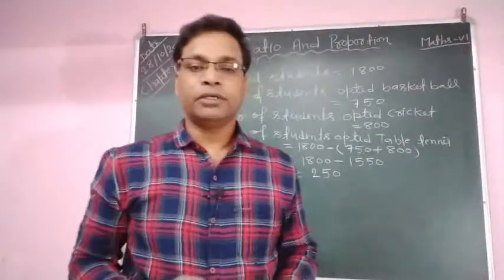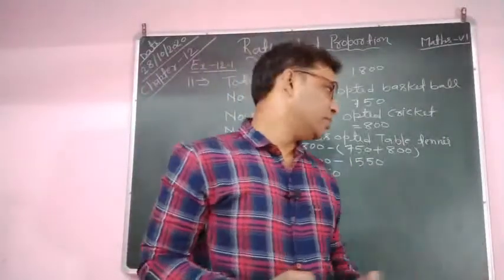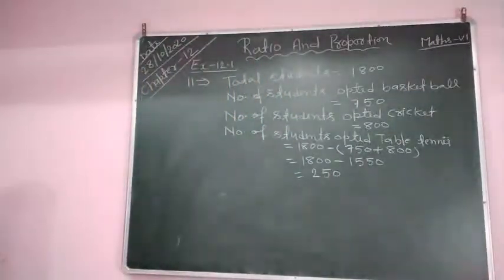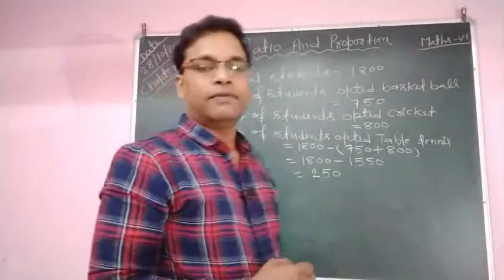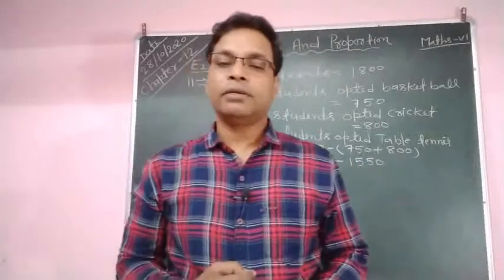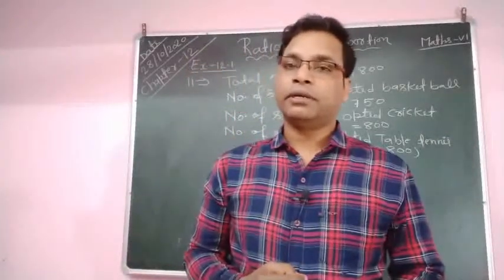This is the number of students who like table tennis. How many students? 250. This is clear. Now after this we need to find the ratio of the number of students who opted basketball to the number of students who opted table tennis.